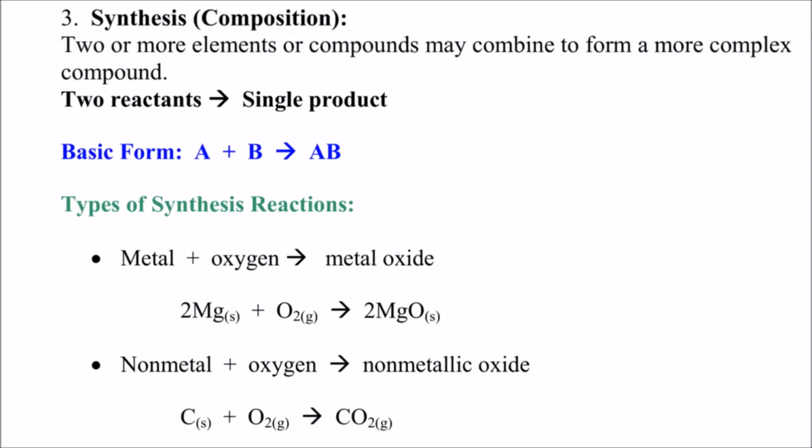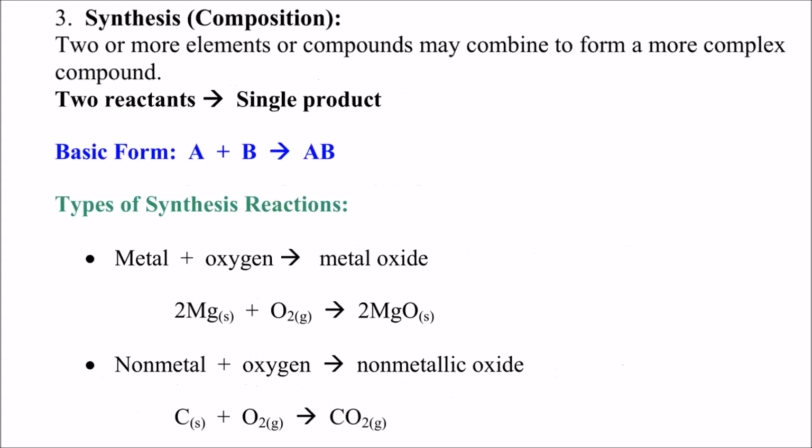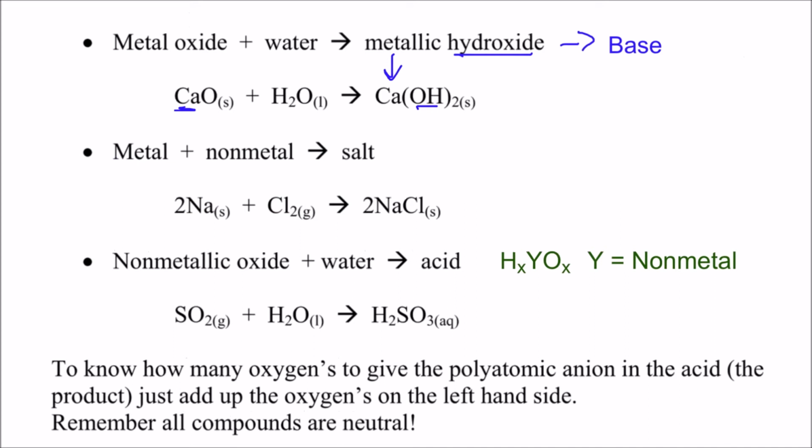Okay, alright, so metal and oxygen makes metallic oxide. That metallic oxide plus water gives you metallic hydroxide, which is a base. Nonmetal plus oxygen gives you a nonmetallic oxide. That nonmetallic oxide plus water gives you an acid. Okay, so that gives you 4 reactions right there that are kind of linked with each other, as you can see. So hopefully that makes it more easy to memorize those 4.